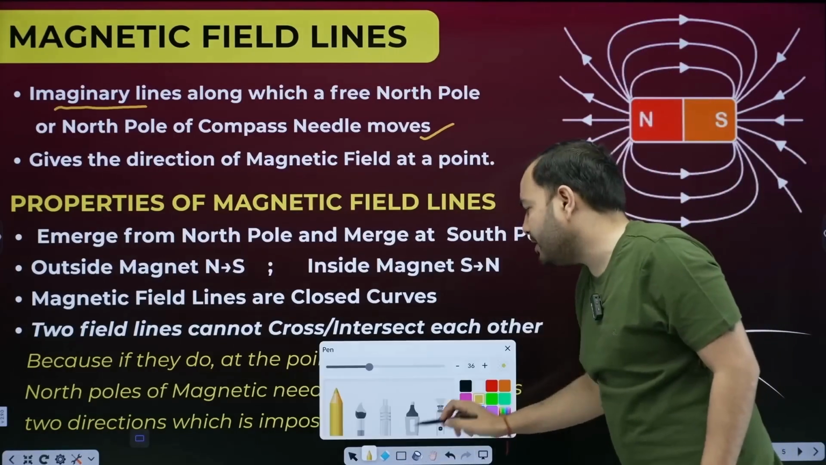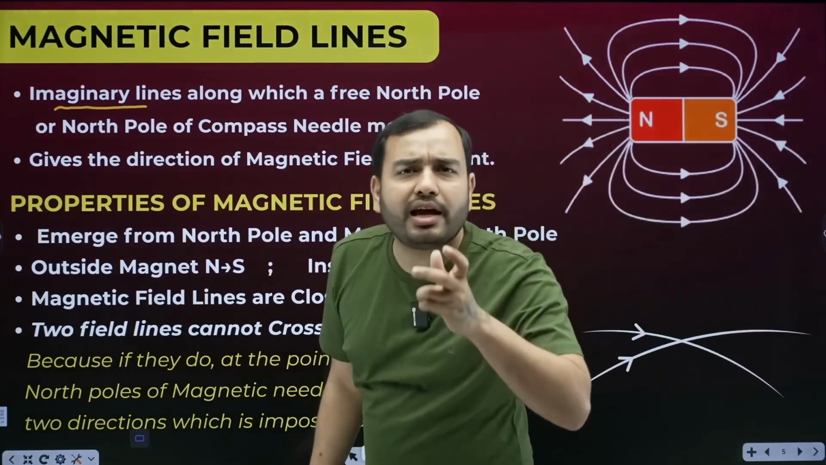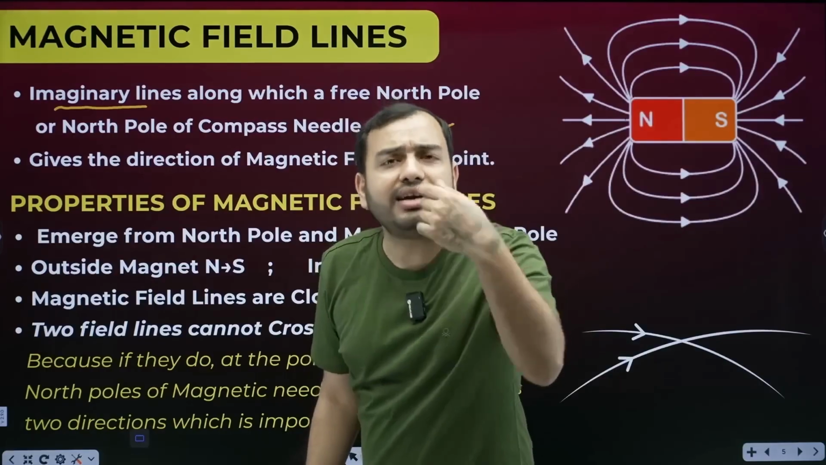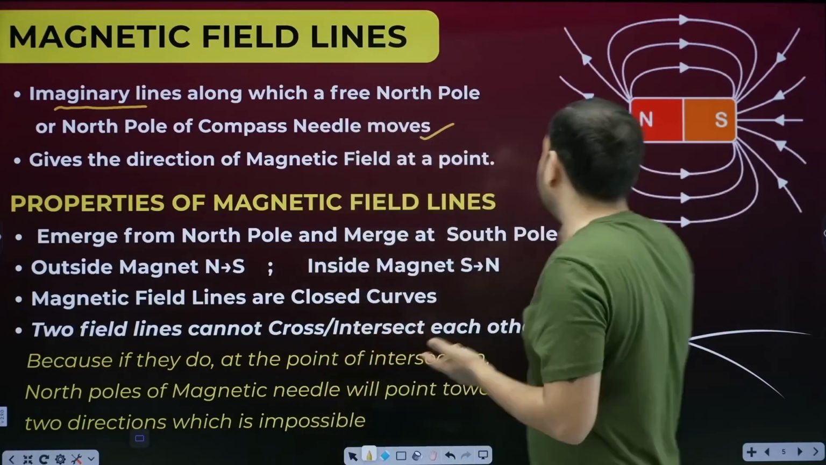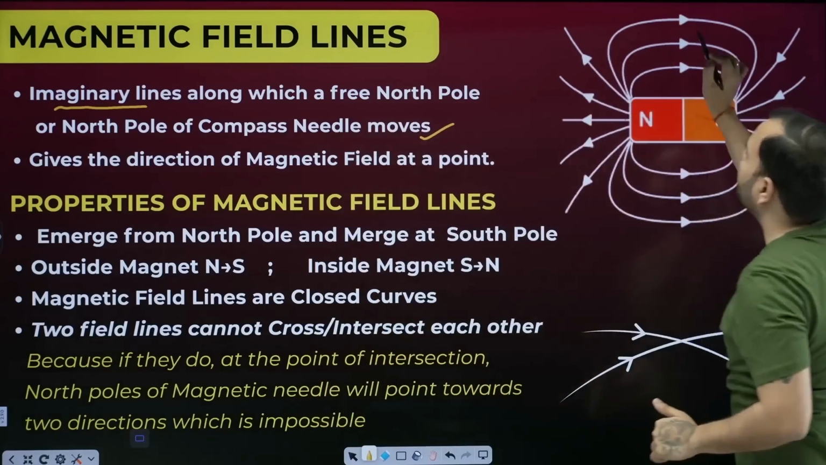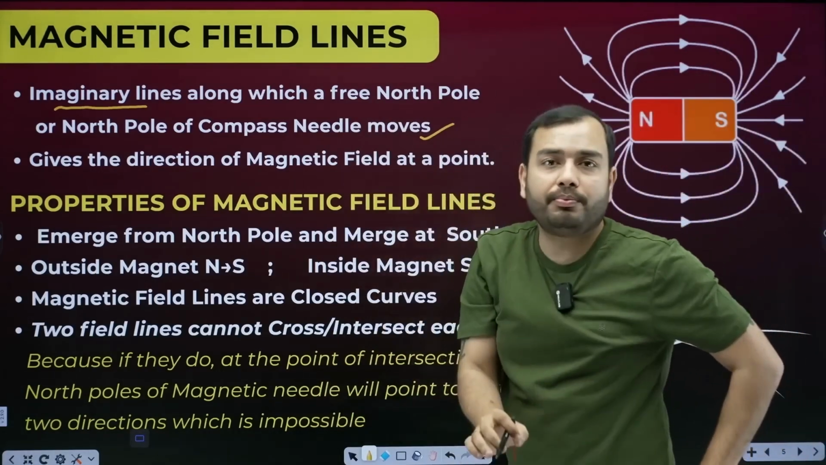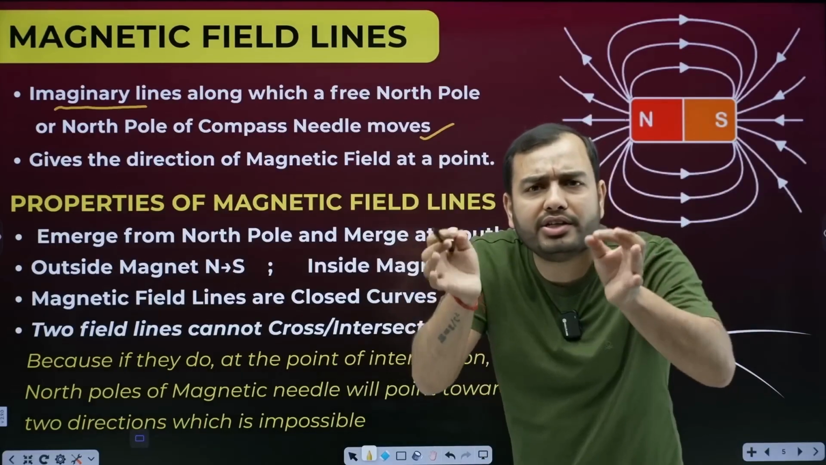Just look at the name, magnetic field line. What would the magnetic field line be telling? It would be telling the direction of the magnetic field. The magnetic field will be here, here it will be this way, here it will be this way, here it will be this way. So the direction of the magnetic field line is the same as the direction of the magnetic field.